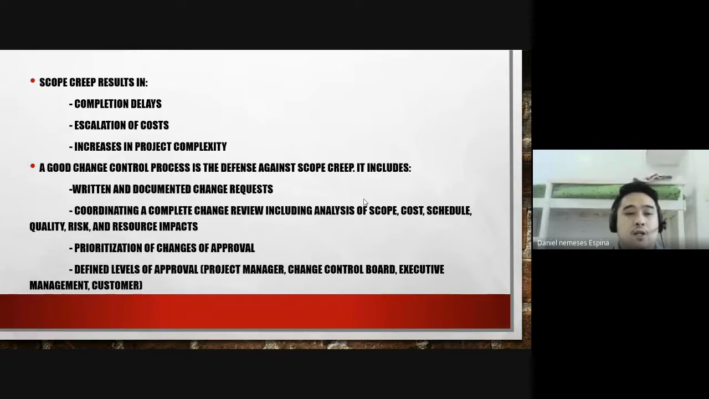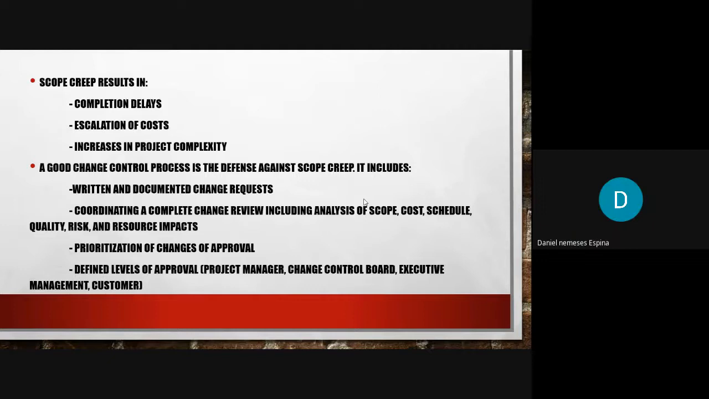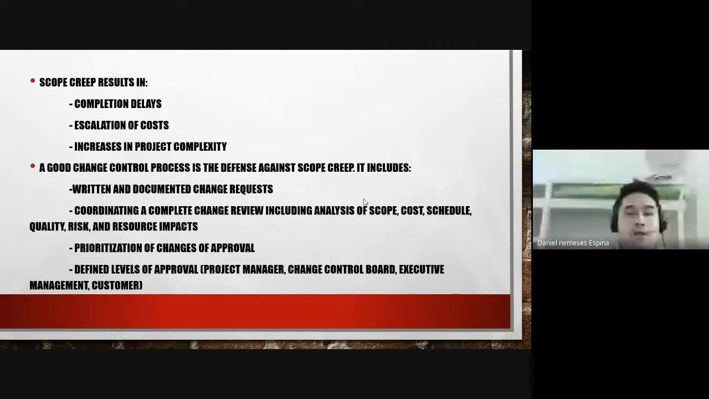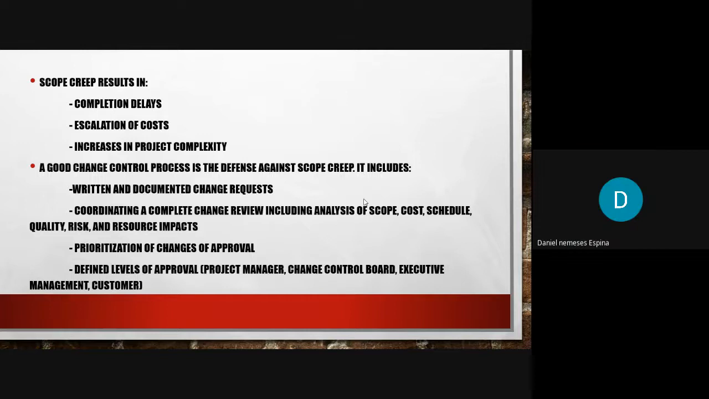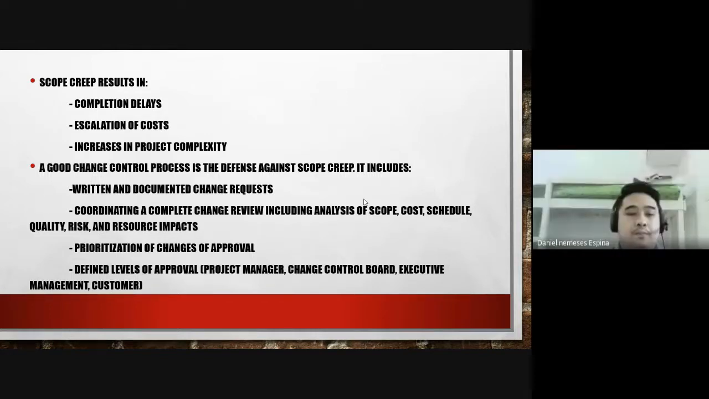So analyzing the change, what its impact is, what its consequence is on the scope, cost and schedule, and most importantly, to communicate these changes to the stakeholder that made the request. Okay, changes in the scope, schedule, cost, quality, risk, and resource impacts.